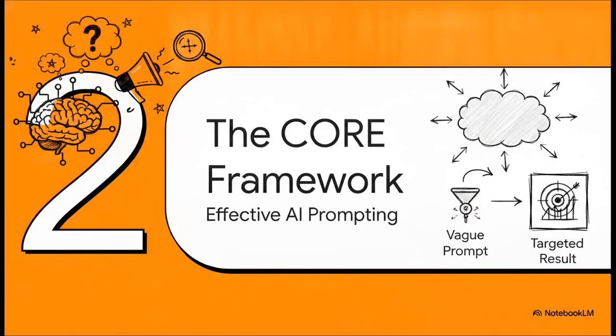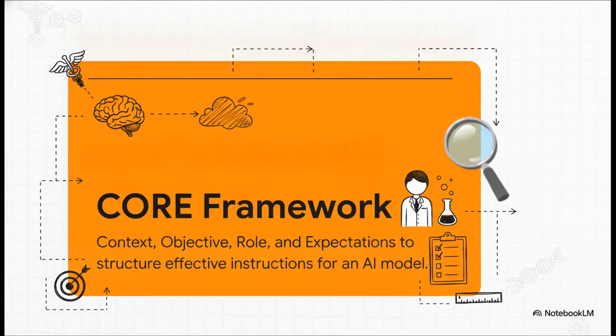Moving right along to Section 2, the core prompting framework. Let's look at how to actually talk to these tools effectively. If you've ever gotten a bad answer from an AI, it was probably a bad prompt. The core acronym is your actionable blueprint here. It stands for context, objective, role, and expectations. So first, you provide context about your domain or target audience. Second, you state one clear objective, meaning exactly what you want the AI to do. Third, you assign the AI a specific role, tell it to act like a research assistant or maybe a biostatistician. And finally, lay down strict expectations regarding word count, tone, or format constraints.